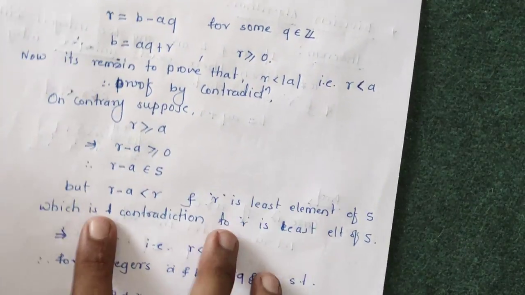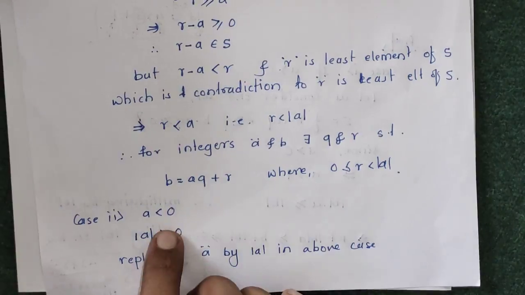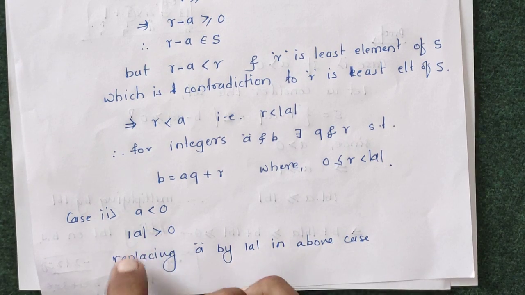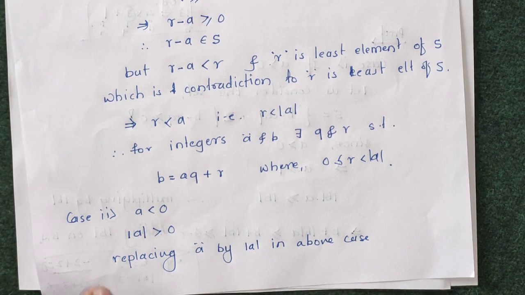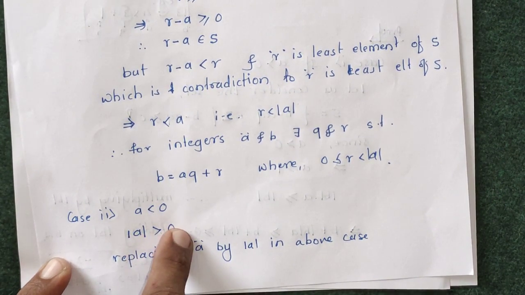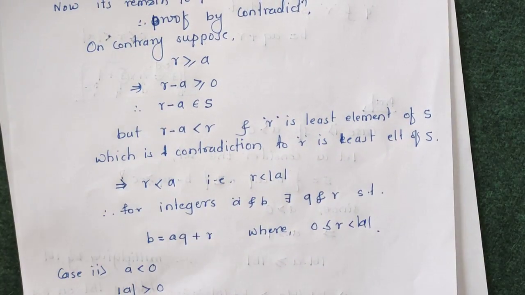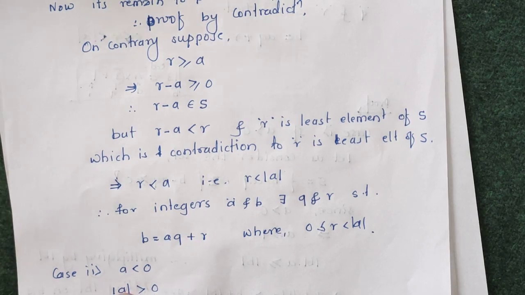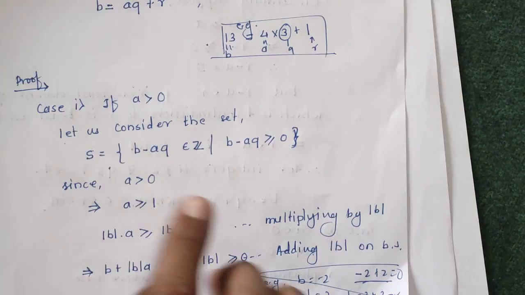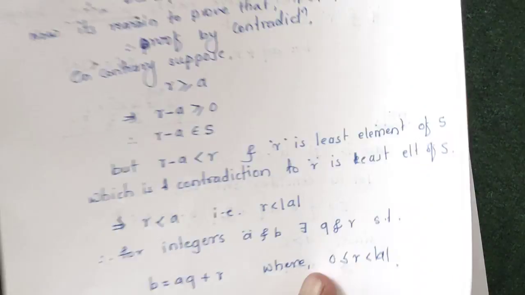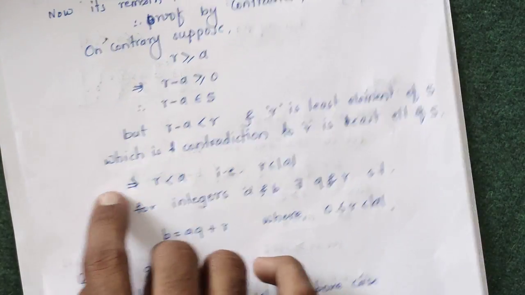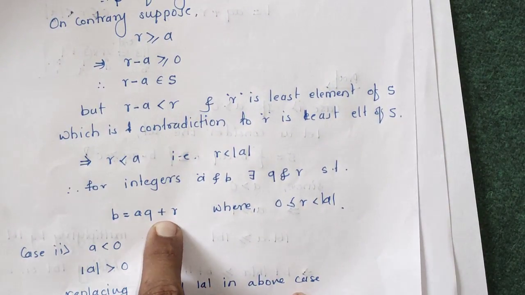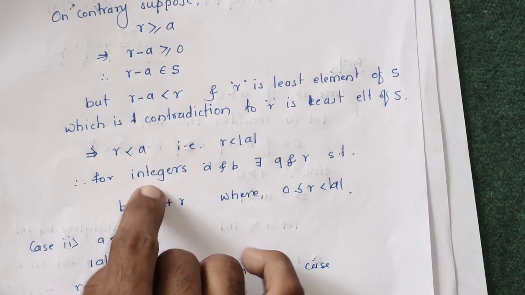In the second case, for a is less than 0, we take the modulus of that negative number, so mod a is a positive integer. For positive integers, we make some construction and prove this result: b is equal to a q plus r. Here mod a is positive, so we can apply this case here.